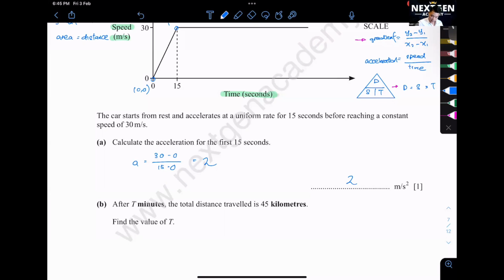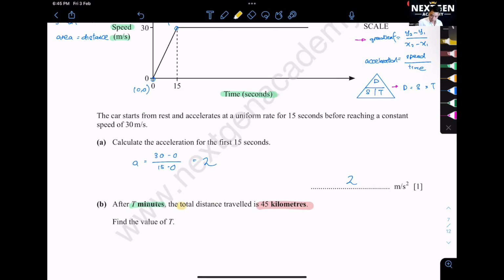Question B. After t minutes, the total distance traveled is 45 kilometers. You see, they purposely bold it for you. What does it mean? Why did they bold it for you? Find the value of t.